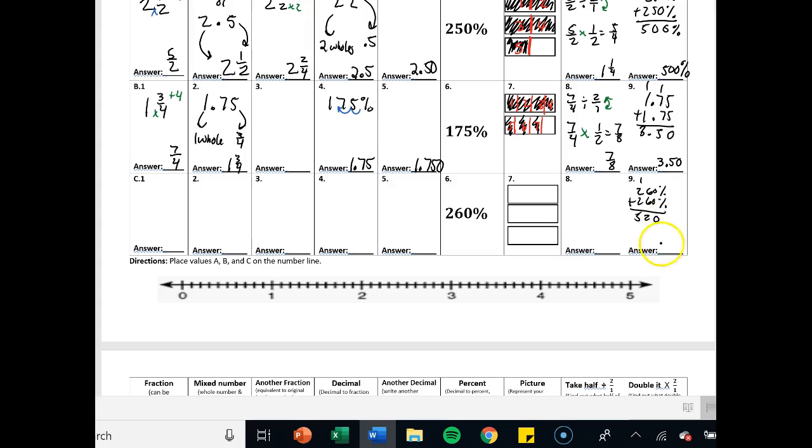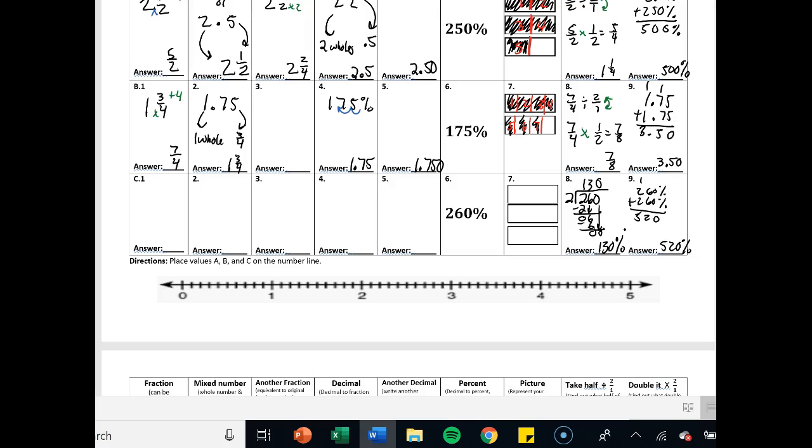Remember, it's not 520, it's 520%, right? That's 5 wholes with 20 extra percent when you double that. Taking half might be easy. You know, 2 into 260. 2 goes in there 1 time. Nothing left over. Drop down your 6. 2 goes in there 3 times. Nothing left over. Drop down your 0. 2 goes into 0 0 times. So 130. And again, that's a percent, right? Okay, so now where do we go?